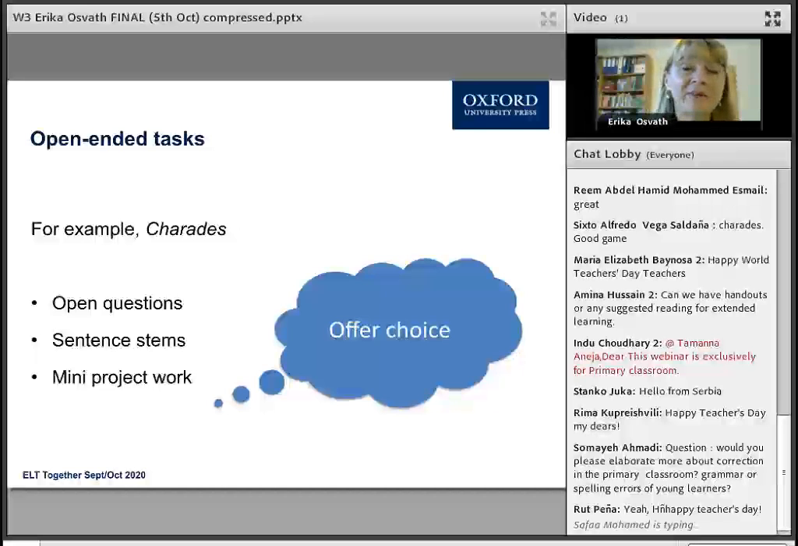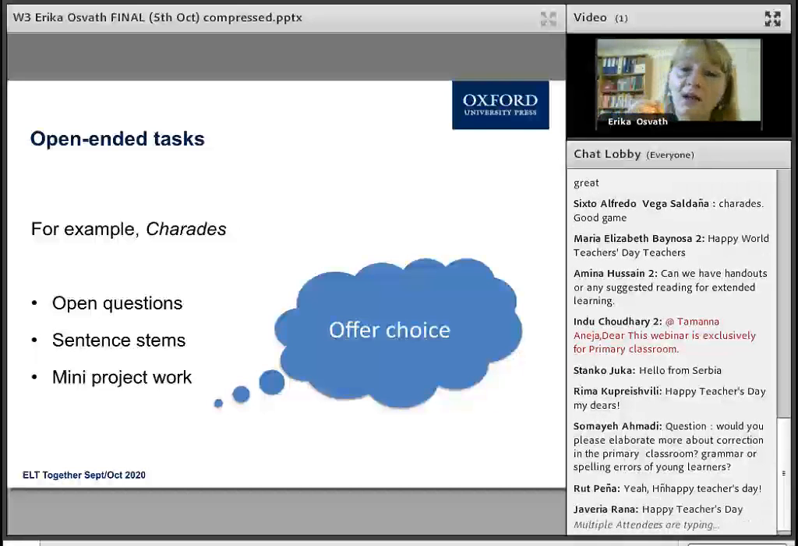The sentence stems activity that I showed you earlier is also an open-ended task because it allows students to write as many words as they want, completed in just a few words. If their language ability is lower, they can write a few words, or if they're a stronger student, then they can write longer sentences.